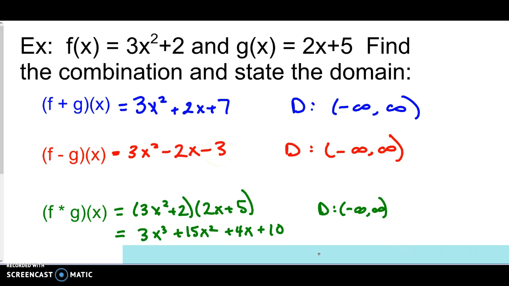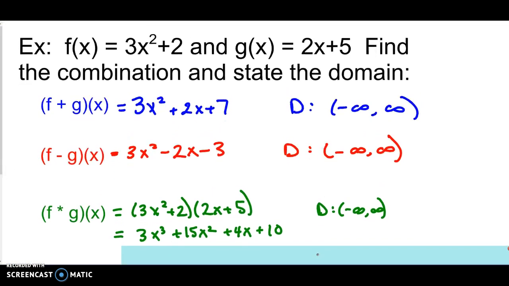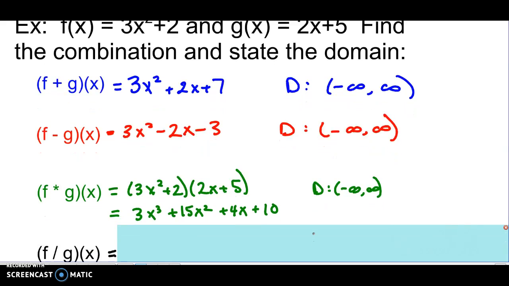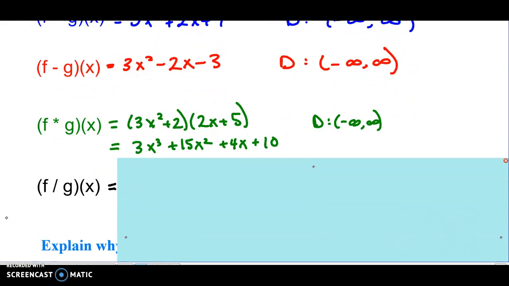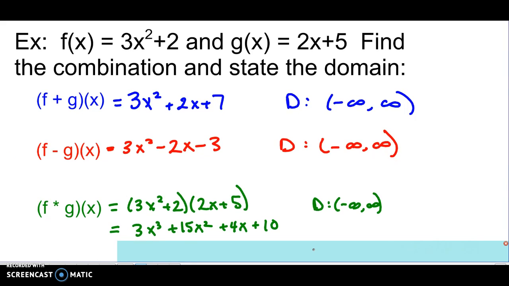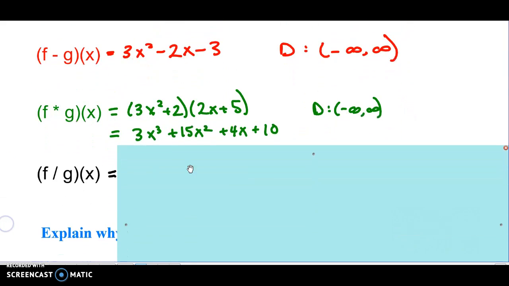This next one, I want to multiply f of x times g of x. I need to multiply here, so once I do, I get a cubic. This has a domain of all real numbers as well.